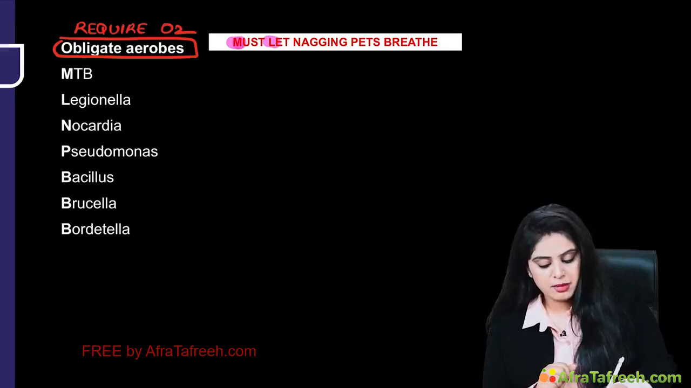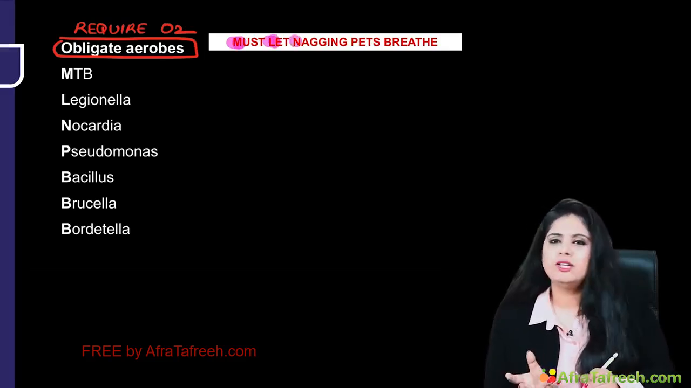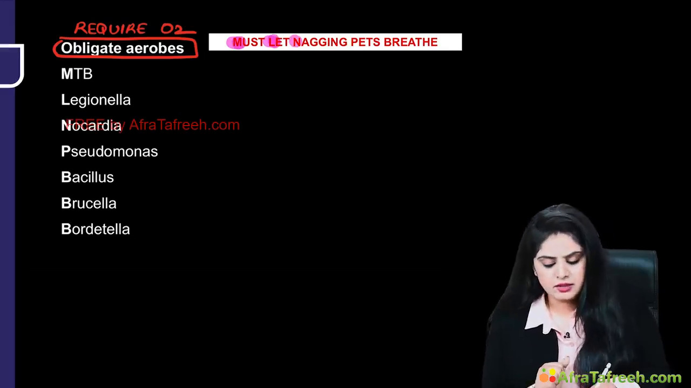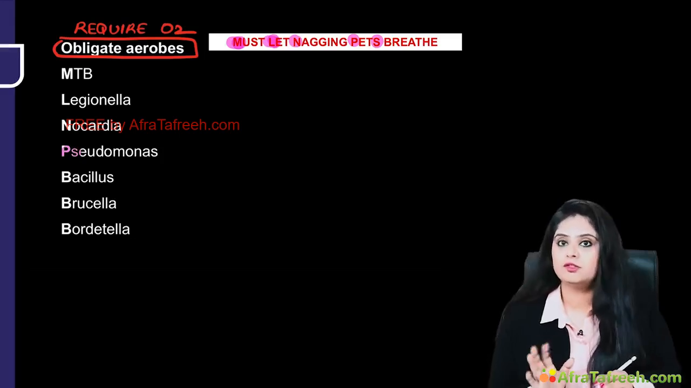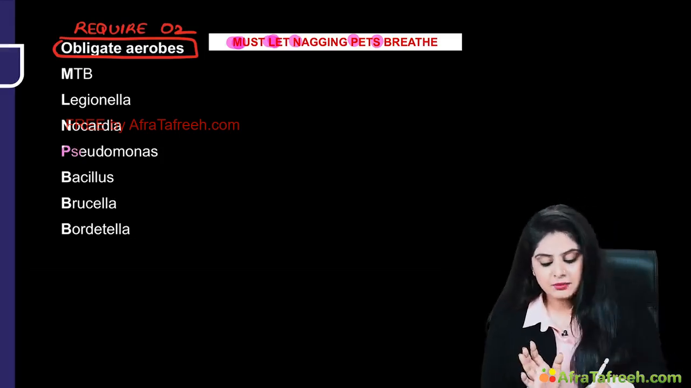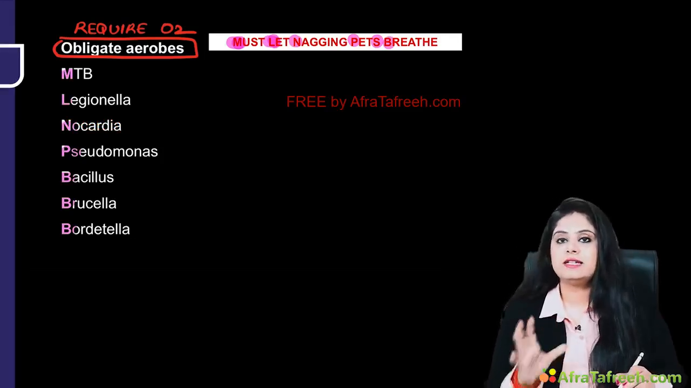Repeating, must for Mycobacterium TB, LE for Legionella, N for Nocardia, the only organism you know with N. P for Pseudomonas. If you want, you can take the P and S of pets, so you'll know it's Pseudomonas, it's not anything else. And B is going to be for Bacillus, Brucella and Bordetella. All of these are the ones that require oxygen. Must let nagging pets breathe.